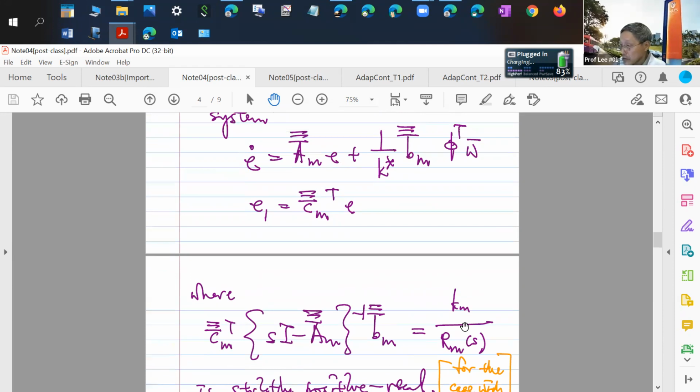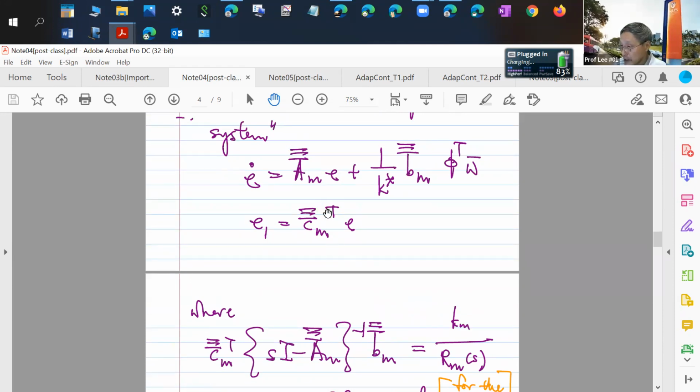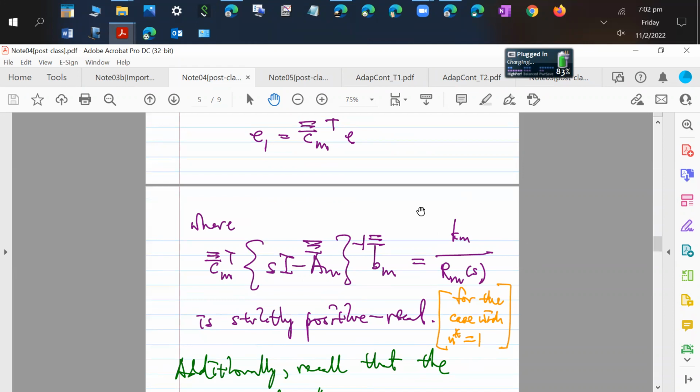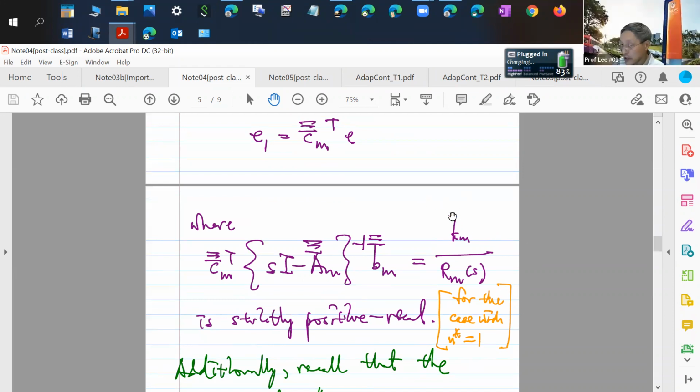The thing to note down here is that if I just take A_M triple bar, B_M triple bar, C_M triple bar, I know this is K_M over R_M(s), because we already know that this triple of matrices forms a non-minimal realization of my reference model. So this is perfectly correct. Then, specialized to the case of relative degree 1, as a transfer function, this is strictly positive real.